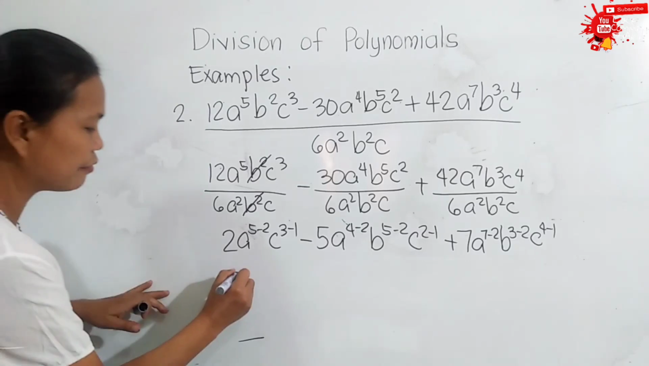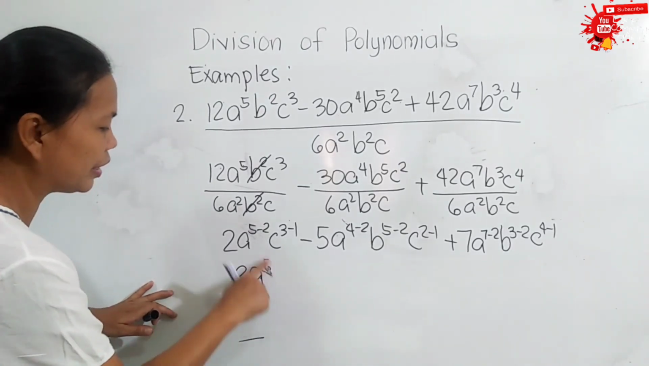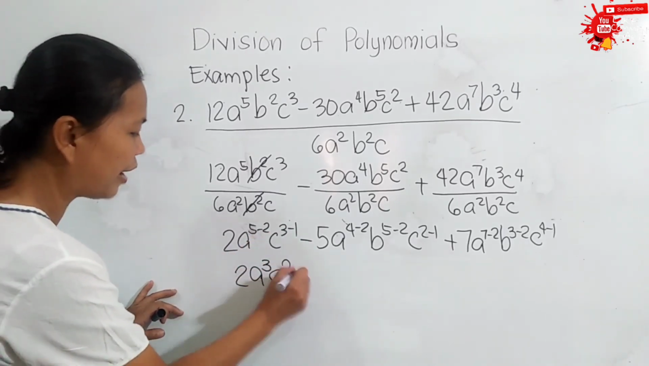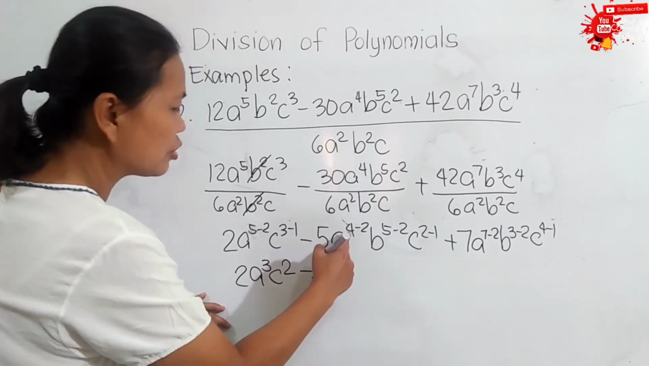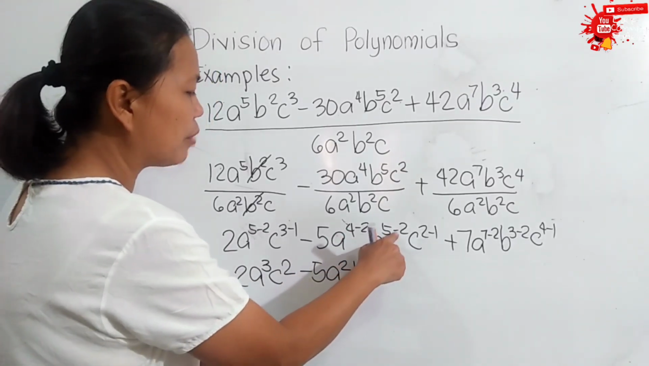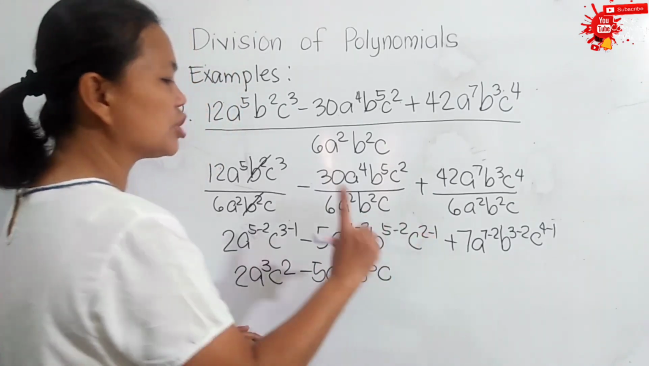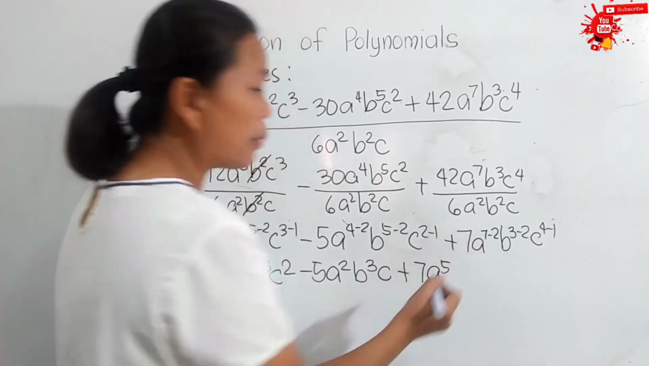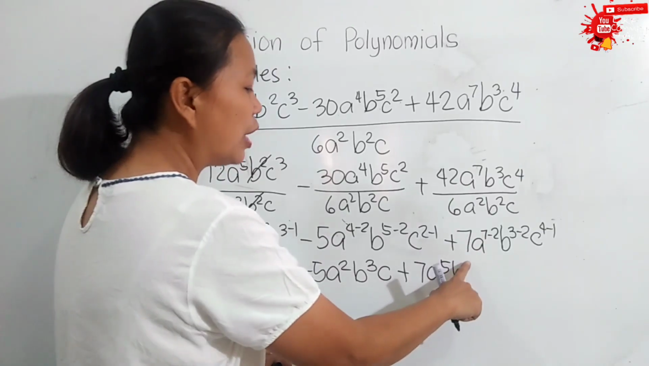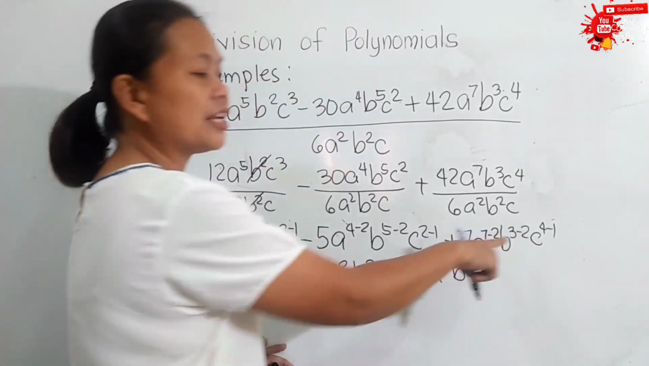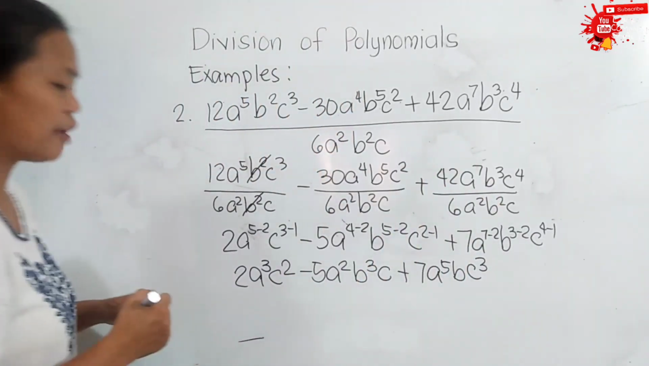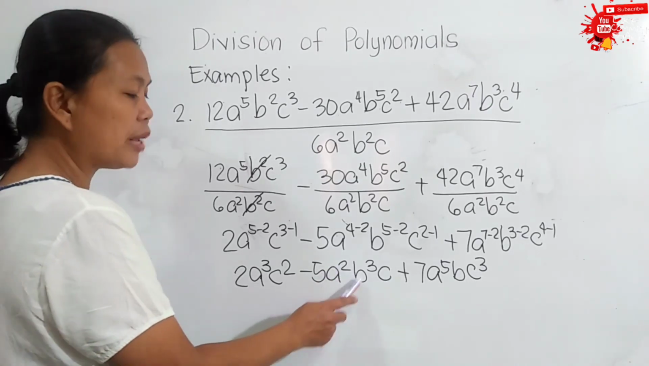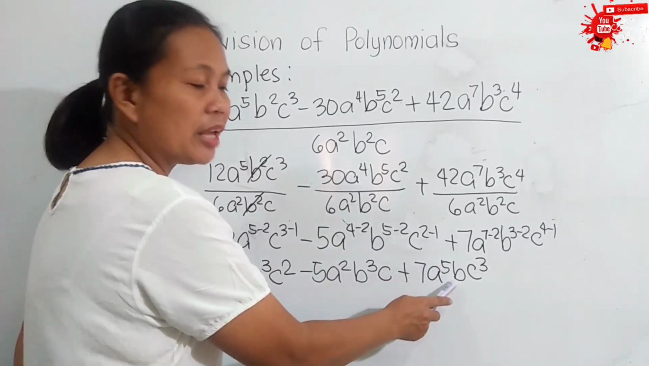So let us simplify. We have 2a raised to 5 minus 2, which is cube or 3. Then c raised to 3 minus 1, which is 2. Then minus 5a raised to 4 minus 2, which is 2. Then b raised to 5 minus 2, which is 3. Then c raised to 2 minus 1, which is 1. So no need to write 1 as an exponent. Then plus 7, a raised to 7 minus 2, which is 5. Then b raised to 3 minus 2, which is 1. So again, no need to write 1 as an exponent. Then we have c raised to 4 minus 1, which is 3. So therefore, our final answer for example number 2 is 2a cubed c squared minus 5a squared b cubed c plus 7a raised to 5 b c cubed.